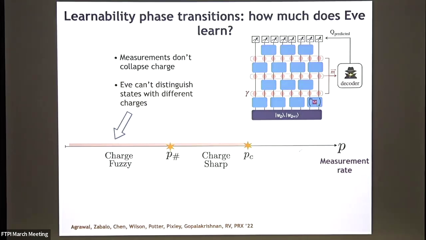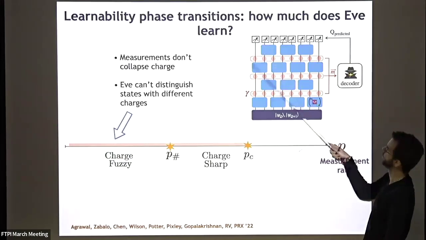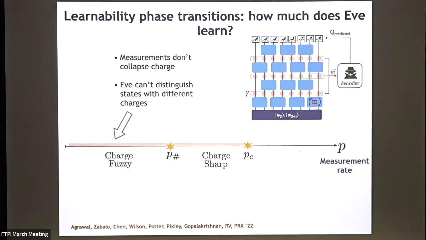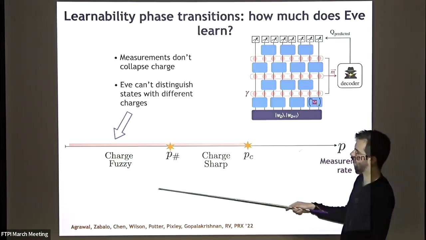This is kind of the main result, and I will tell you a little bit about how we know this. This is an example of what I call learnability phase transitions. Answering that question, there's an actual phase diagram as a function of the measurement rate, which here I call P. You can think of it as the ratio of measurement over your interaction strength. Like I said, this is universal, and you have different phases in the sense of how to answer that question.